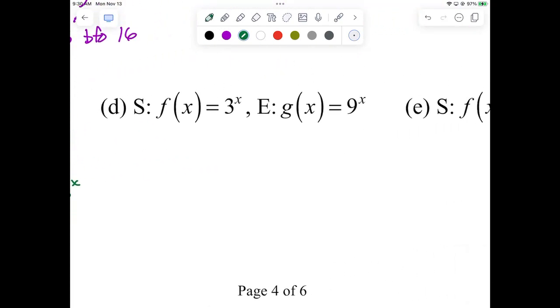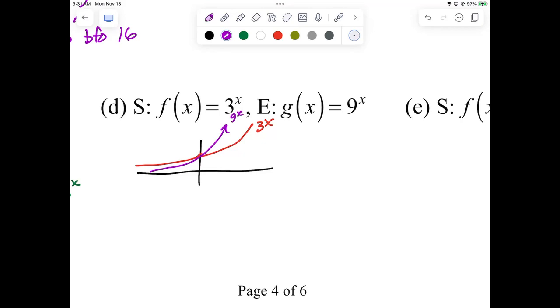We're starting with f of x, and we're trying to get to g of x. Now, this one's interesting. We're trying to go from a base 3 to a base 9. Base 9 is going to be steeper, right? So I might have to stretch it somehow. Well, let's see what I'm going to do here. Let's see if we can think about this one graphically. If I have 3 to the x that looks like this, and I'm trying to get to 9 to the x, 9 to the x would look like this.